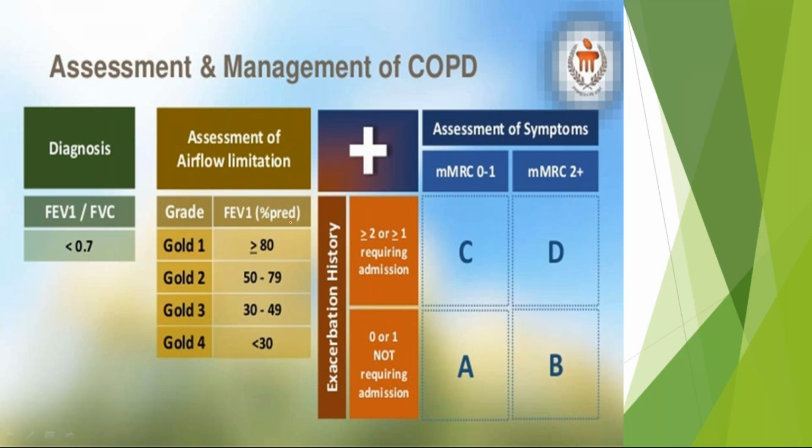Coming to the assessment and management, diagnosis is mainly by spirometry, where the FEV1 by FVC ratio will be less than 0.7, and we assess the airflow limitation based on GOLD criteria. Another classification is based on symptoms and exacerbation history, where patients are categorized into 4 groups on the basis of MMRC dyspnea scoring. Patients are graded into four categories and based on exacerbation history.